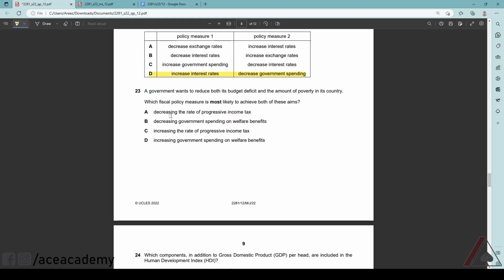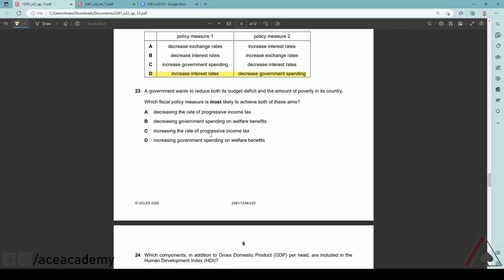All right. A, decreasing the rate of progressive income tax would mean that there's going to be less budget revenue. Therefore, the budget deficit would not reduce. Therefore, this aim would not be fulfilled. Therefore, A is not your answer. B, decreasing government spending on welfare benefits. Decreasing welfare benefits would lead to an even greater amount of poverty in the country. So it does not get reduced. Therefore, this aim does not get solved.